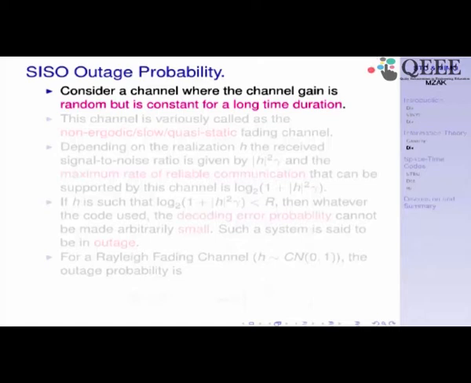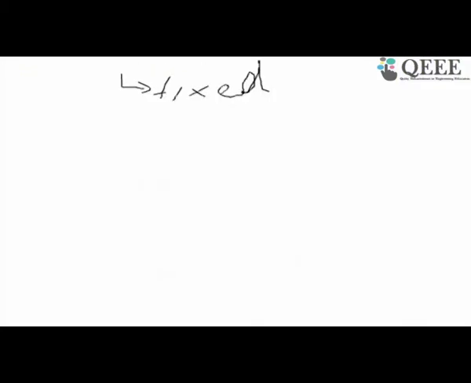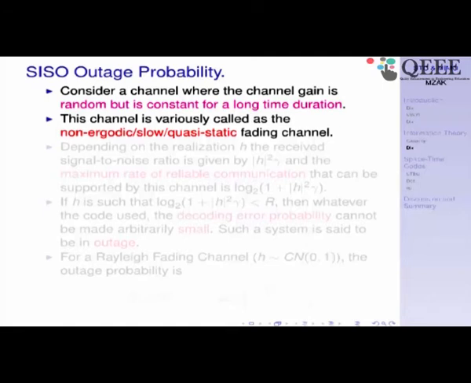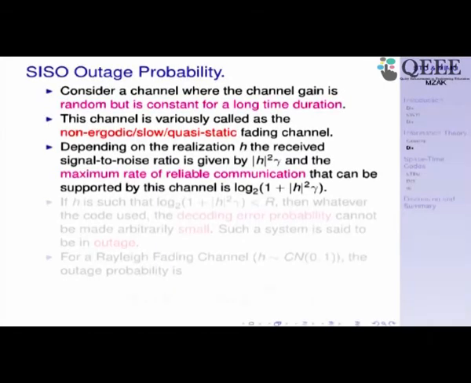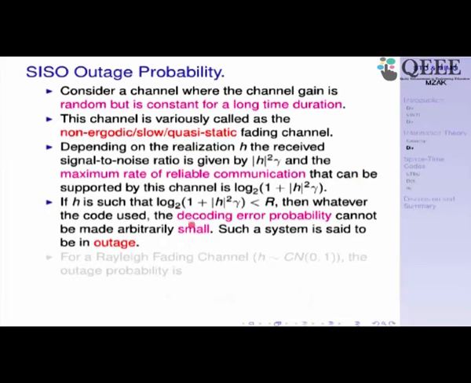In this case, we have a channel that is random, but it is fixed for a long duration, for a packet length. That second point is clear. I have been making that again and again. This is a non-ergodic, slow or quasi-static fading channel. Different people will use different notations. And the maximal mutual information that can be supported at a given channel realization H is given by log of, okay. The third point I have already made clear.